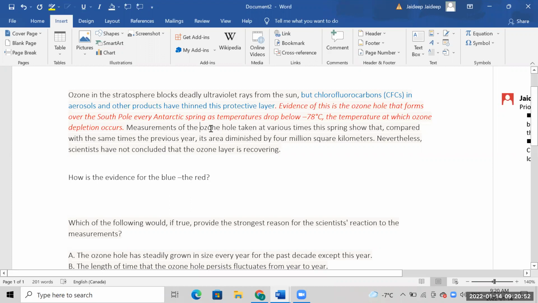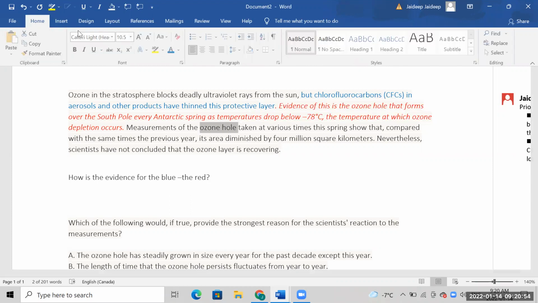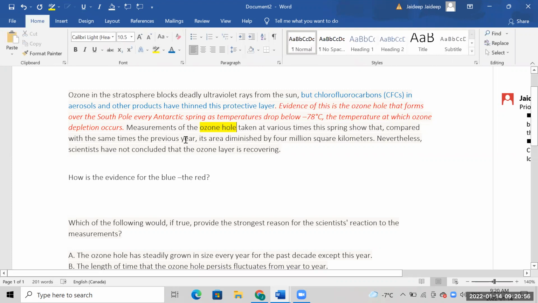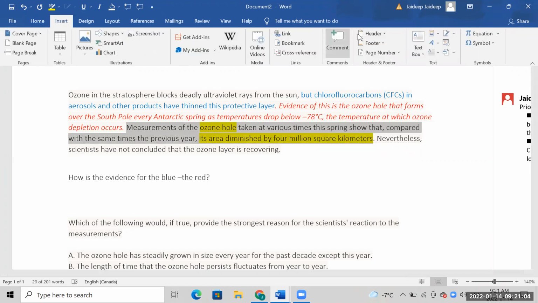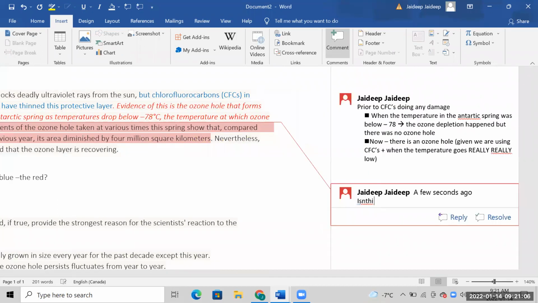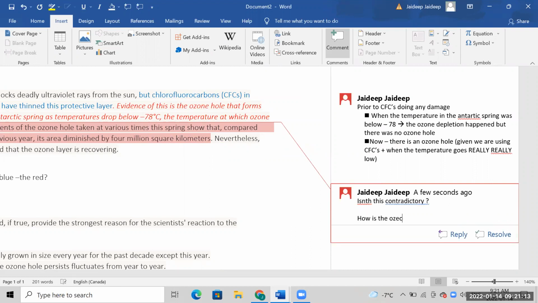I can't even read through the statement, to be honest with you. So the ozone hole diminished by 4 million. That seems contradictory. Isn't that a good thing? Isn't this contradictory? Close the ozone hole.